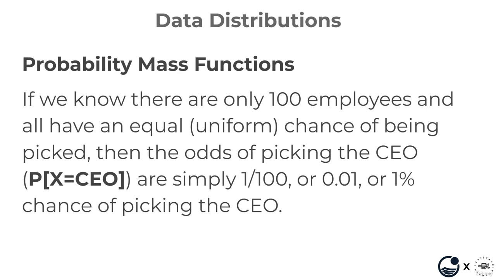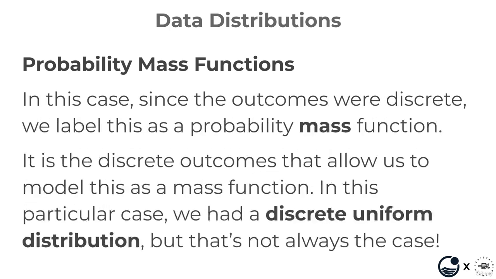Which kind of makes sense. You probably already knew in your head that if you're going to have an equal chance of picking any employee, and only one of them is the CEO, then your chances are 1 over n, or 1 over 100. And in this case, since the outcomes were discrete, again, we label this as a probability mass function. It is the discrete outcomes that allow us to model this as a mass function. And in this particular case, we had what's known as a discrete uniform distribution.